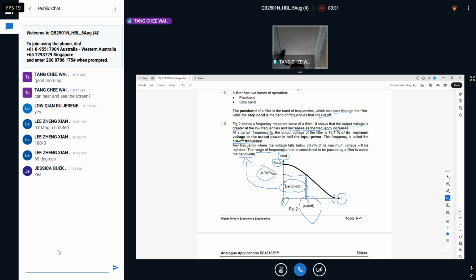Any question on the first explanation of a filter, the so-called frequency response curve? I pause for a while in case anyone has any question regarding the paragraph and how you relate it to the response curve.